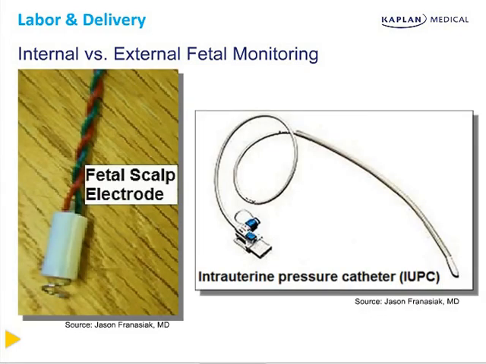Here we have examples of internal fetal monitors. On the left, we have the fetal scalp electrode, or FSE, and on the right, an intrauterine pressure catheter, or IUPC. The FSE is used when you're having trouble monitoring the fetal heart rate externally. The little screw is placed on the fetal scalp. The intrauterine pressure catheter is an important obstetrical tool and can give information about both the contraction timing and the pressure generated, measured in Montevideo units.